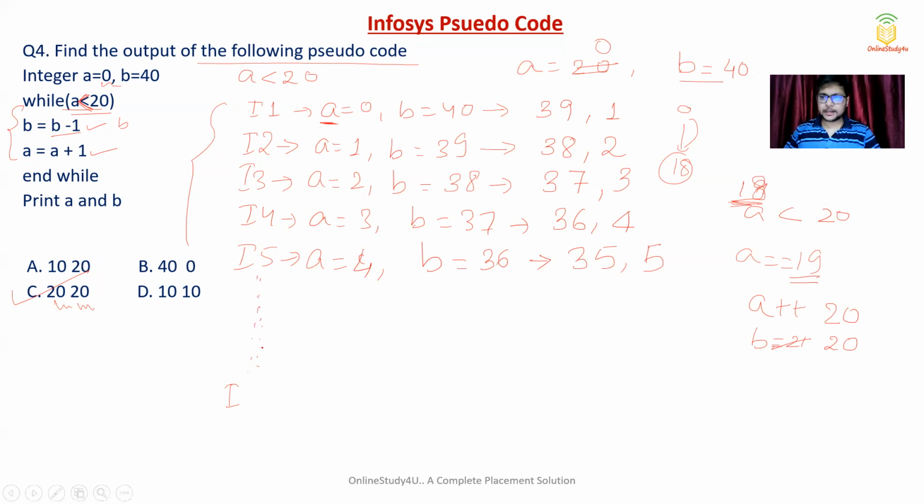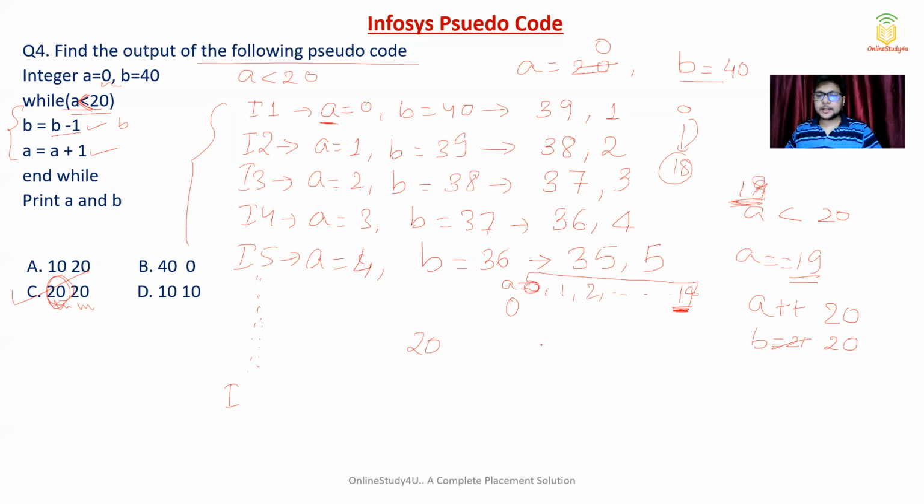There is one trick to do it very fast. Basically, you see there is only one option which says A is 20, right? And we know that this loop will be executed 20 times, because A will be less than 20 when A is 0, A is 1, A is 2, dot dot dot, and A is 19. Till then it will execute. So there are 20 iterations from 0 to 19. Okay, we are counting 0 as well.